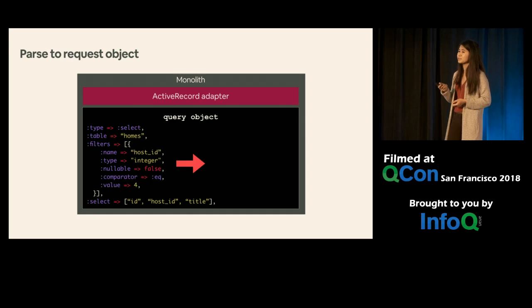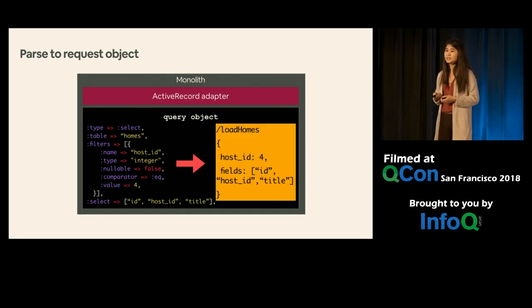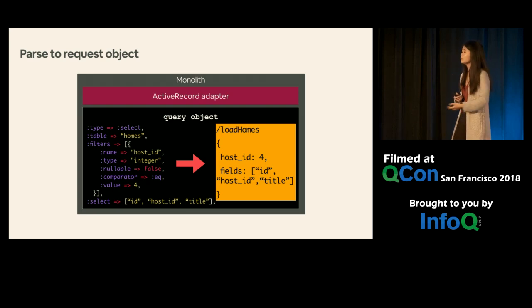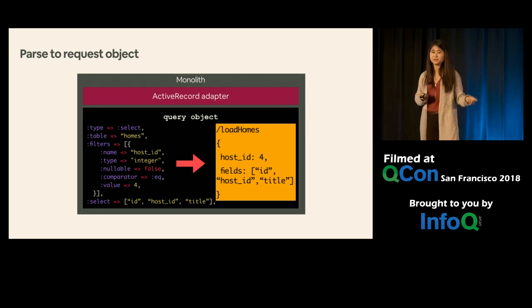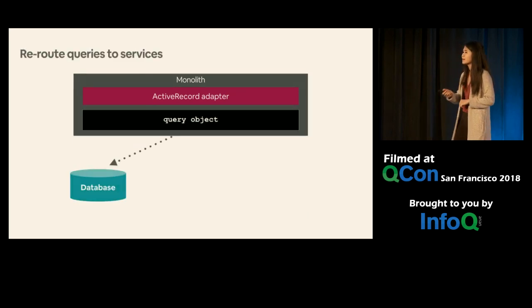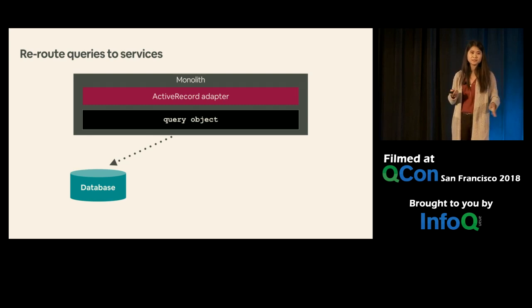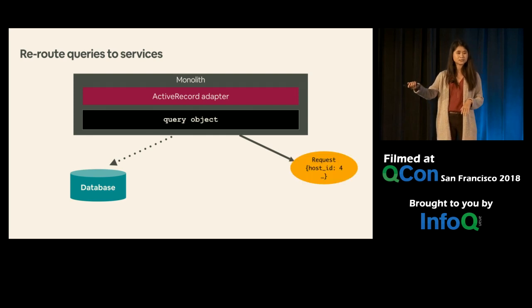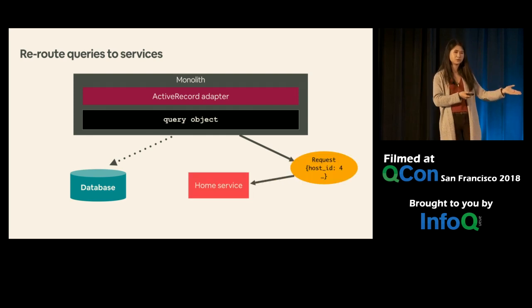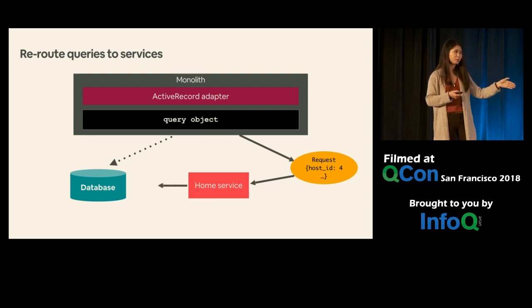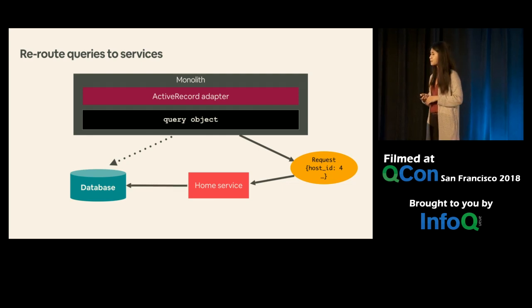We could then map this query object to a request object. From the query type and the table, we're able to know that we're interested in loading homes data to fill out that endpoint. The filters and the fields could then help fill out the request body. So now with this query object and custom adapter, instead of going directly to the database, we could create our request object and send that to our home service. The home service would then read from the database.